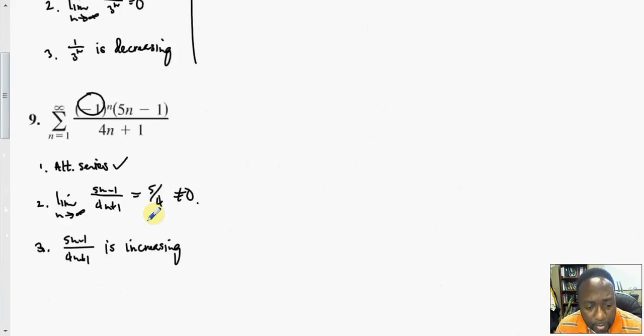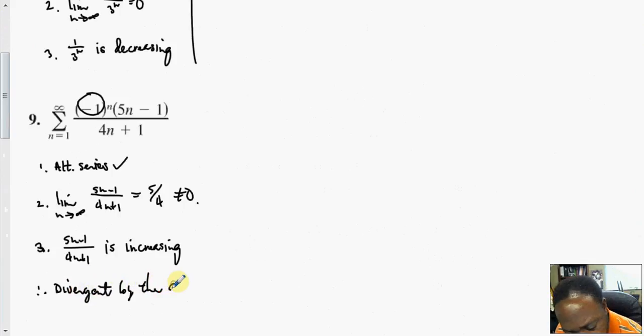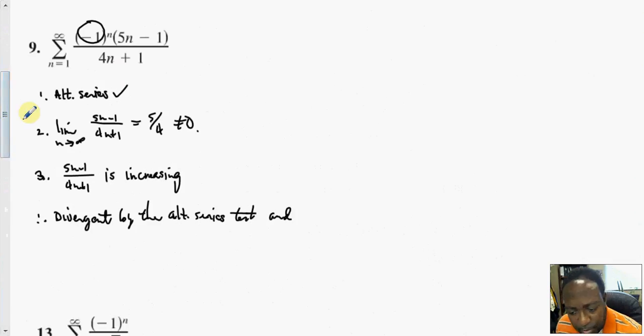So this particular series diverges. It diverges based on the alternating series test, and because it fails both of the criteria, that the limit has to equal 0 and that the sequence values must decrease. And it also diverges by the nth terms test for divergence.